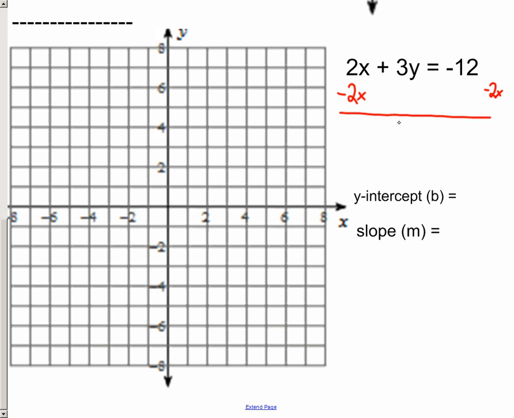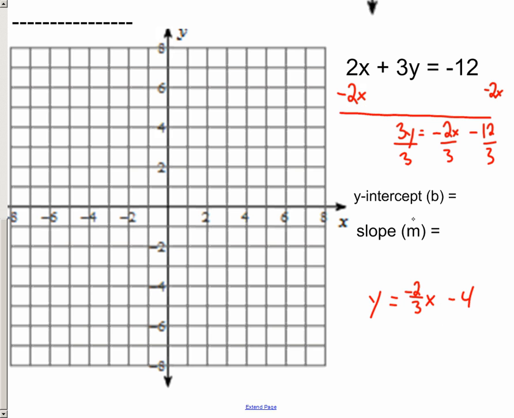That means get the y all by itself. If you need a reminder of how to do this, go back and watch my first lesson video on this one. And now that gives us this, y equals negative 2/3 x minus 4.